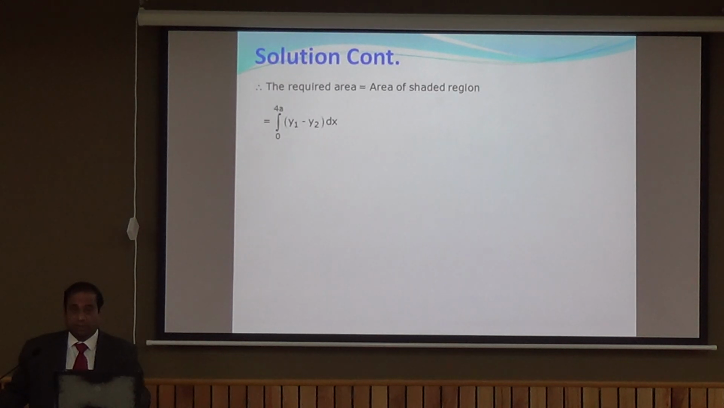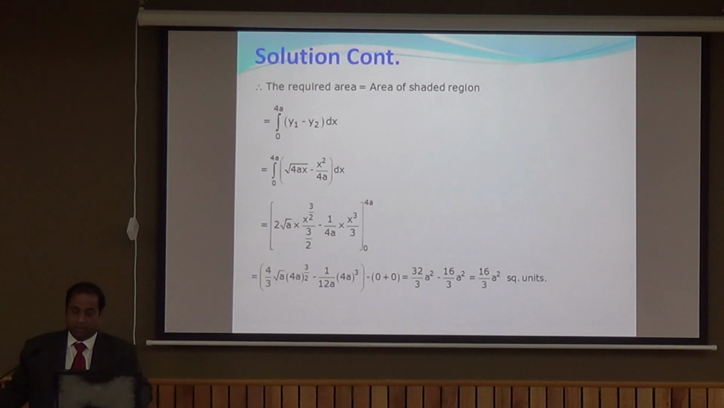First of all, we will represent it in the form of integration. The required area is the area of the shaded region from 0 to 4a of (y1 minus y2) dx. We will substitute the values of y1 and y2, integrate, substitute the limiting values, and we get the answer 16 upon 3 a square units.